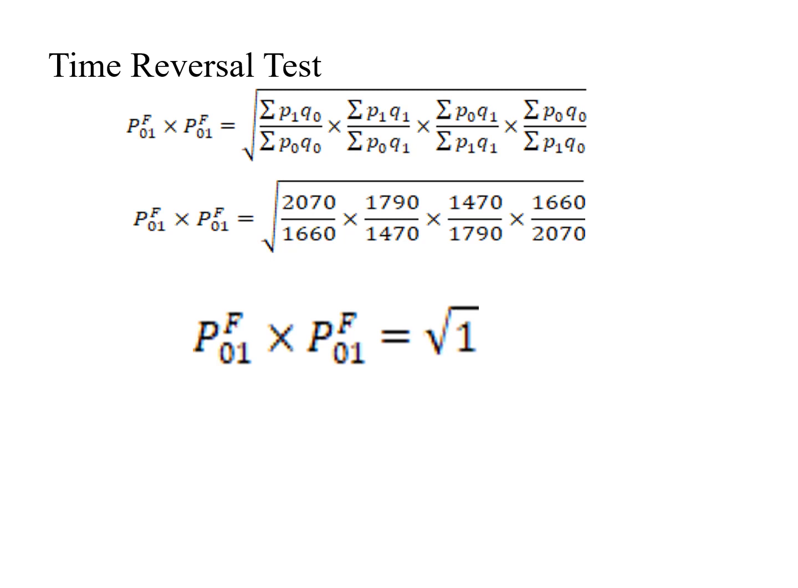So you can see that we can cancel all the values. Here 2070 and 2070 get cancelled. Then 1790 gets cancelled, 1470 gets cancelled, and 1660 and 1660 get cancelled. So what will be the answer? Yes, correct. The answer is 1, which means the given problem satisfies the time reversal test.